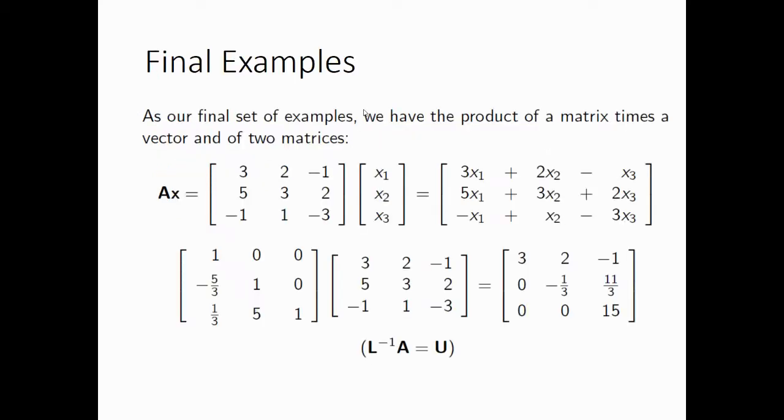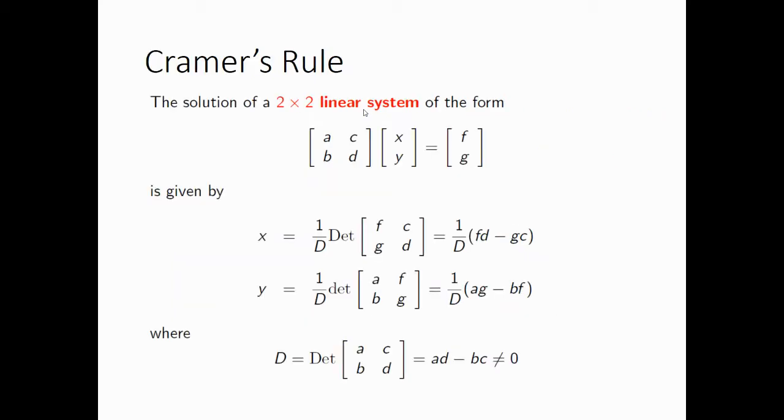As a final set of examples, we have the product of a matrix times a vector and of two matrices. So you can see what the product would look like in this, with the x1, x2, x3 vector puts this in the nice form of some simultaneous linear equations. And the lower one is actually going to be useful in matrix factorization, which will give us the LU matrix factorization form that we discuss in chapter 8.1. So we'll see that in the next presentation.